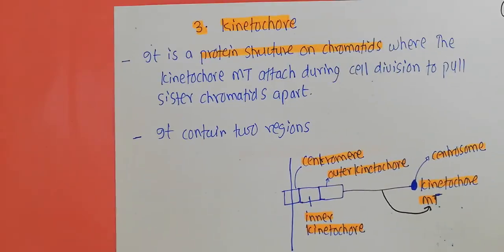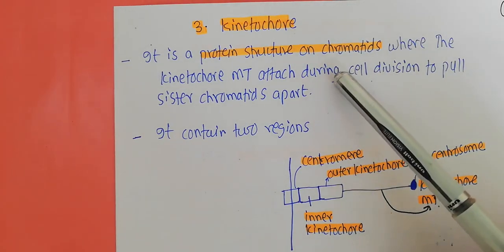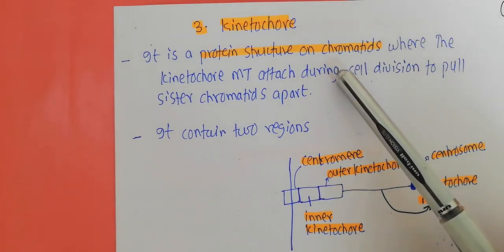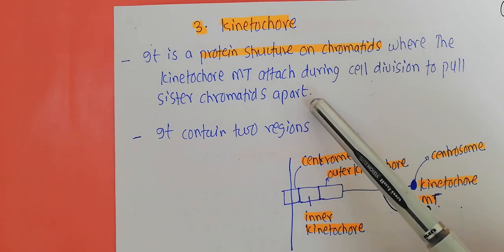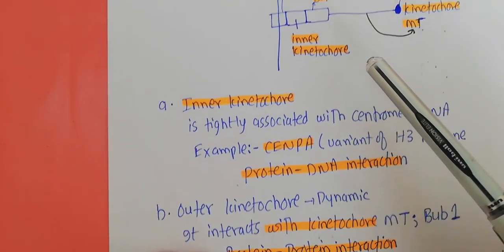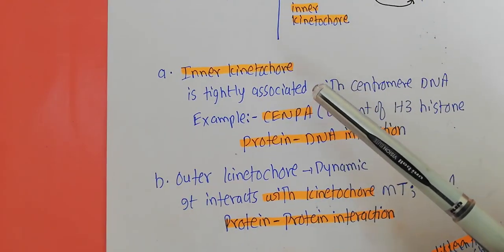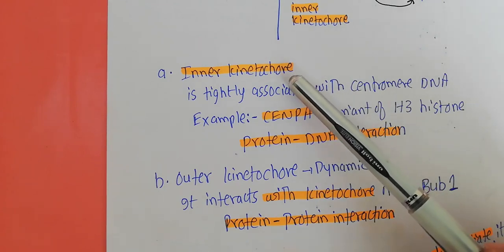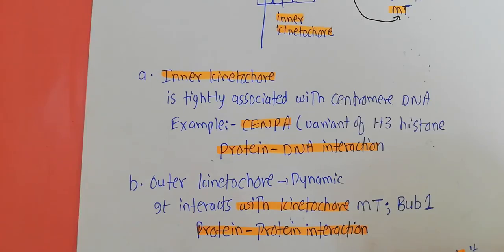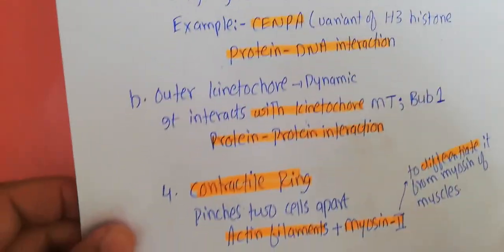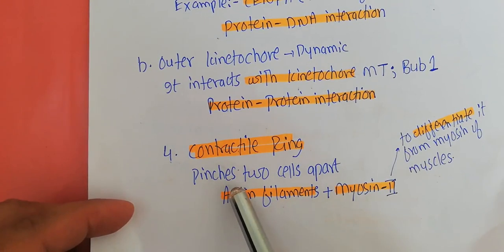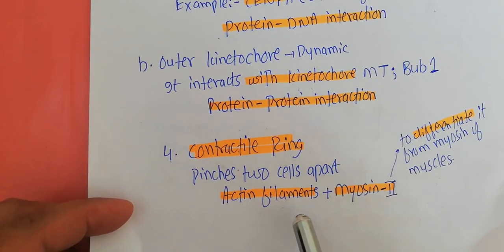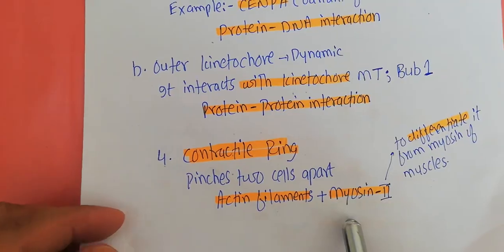We also discussed the kinetochore, and I've told you that is a protein structure which is present on the centromere of the sister chromatid, and that is responsible for pulling the sister chromatids apart from each other. This kinetochore has two subparts: the inner kinetochore and the outer kinetochore. And the last component of the machinery was the contractile ring, which pinches the two cells apart, utilizing the actin filament and the myosin 2.